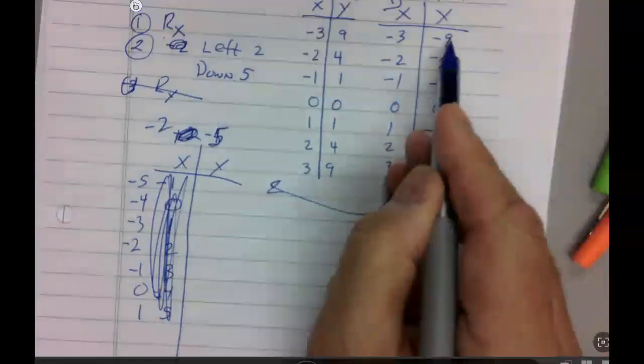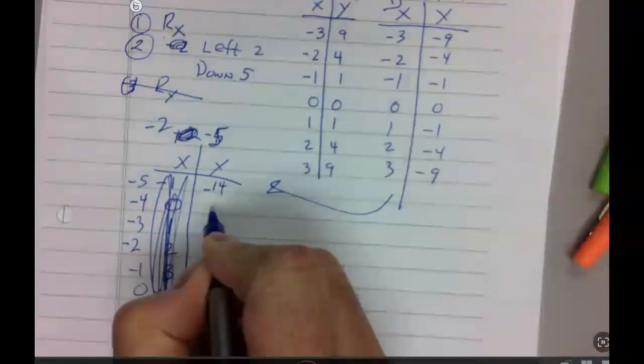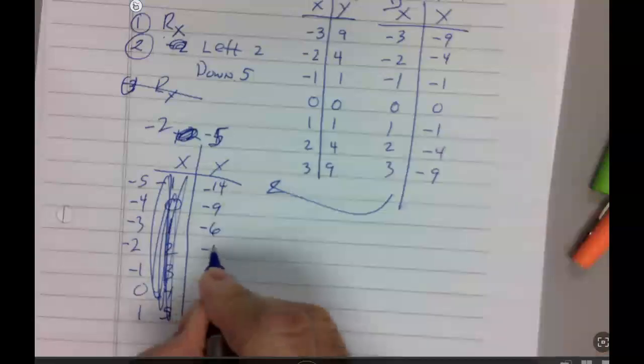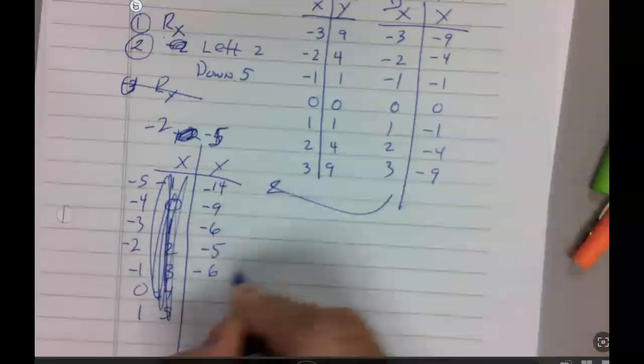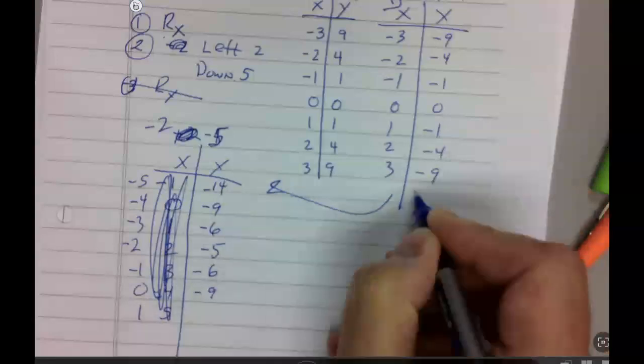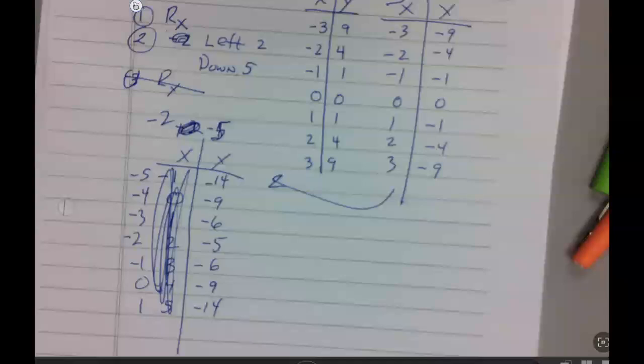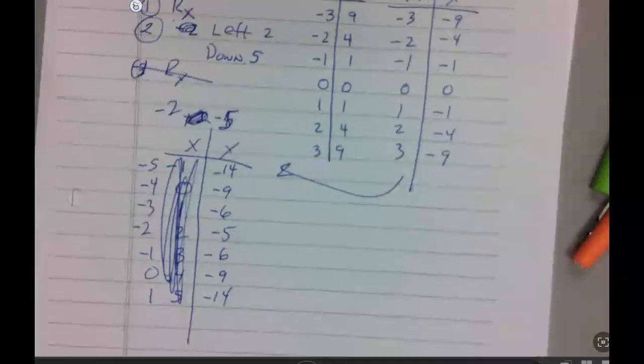Now, what am I going to do to all the y's? Subtract 5. -9 minus 5 is -14. -4 minus 5 is -9. -1 minus 5 is -6. 0 minus 5 is -5. -1 minus 5 is -6. -4 minus 5 is -9. -9 minus 5 is -14. Is that correct? Yeah. Yes or no? And that's the steps that you take.